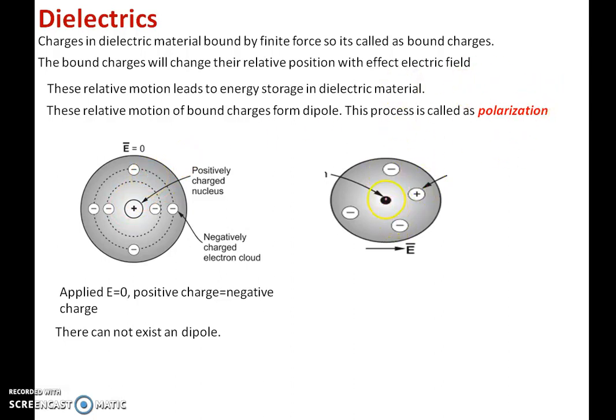This is the electron cloud center. Previously the positive charge was here. When I apply electric field E, this positive charge will move from here to here. So it will form a dipole, because when I apply electric field to this atom, there will be force created.